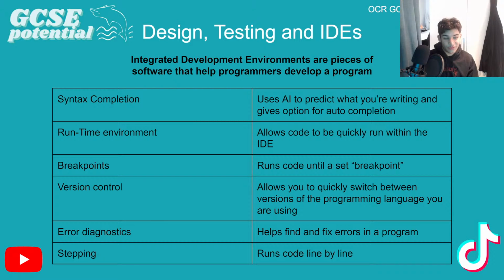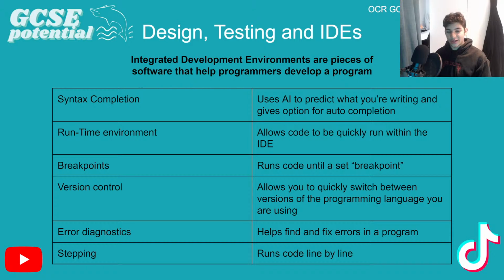The different features there are syntax completion, and that's where you use AI to predict what you're writing, and it gives you an option to autocomplete. You might have seen it before when you're typing in an IDE and you say print something, and it predicts what you're going to want to print, and it allows you to just click one button and it autocompletes it for you. If there's a question, there's often 4 marks asking what are features of IDEs. You can say syntax completion. You can also say runtime environment. That's where it provides an environment for code to be run within an IDE.